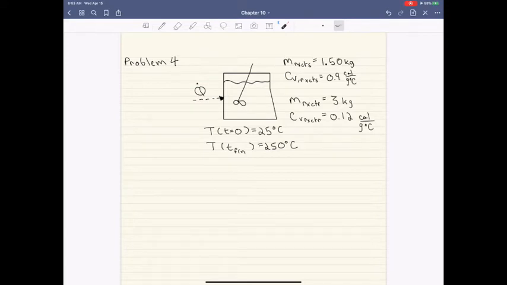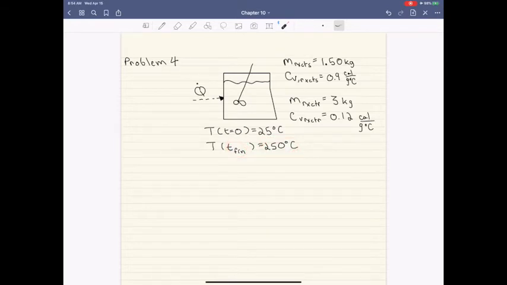We're given the mass of the contents in the reactor along with its constant volume heat capacity. And we're also given the mass of the reactor itself, so the actual metal vessel, along with the heat capacity of that vessel. We're told that at some initial time, the contents are at 25 degrees Celsius. And then the problem asks us to figure out, at some final time, how long does it take to get the contents to 250 degrees Celsius.